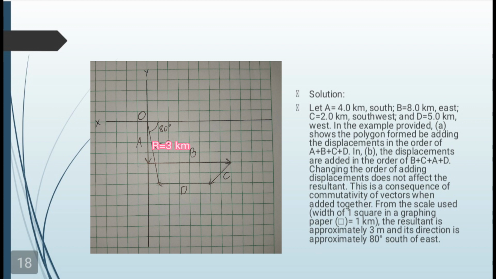Changing the order of adding displacements does not affect the resultant. This is a consequence of the commutativity of vectors when added together. From the scale used, the width of one square in a graphing paper is equal to 1 km. The resultant is approximately 3 km and its direction is approximately 80 degrees south of east.